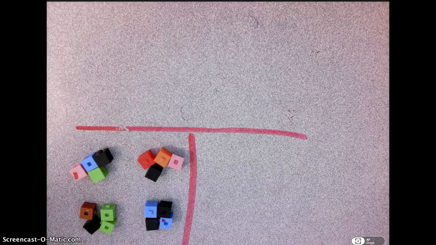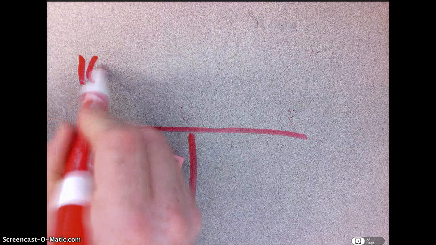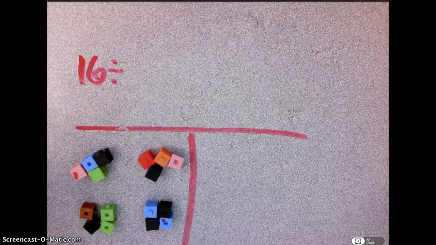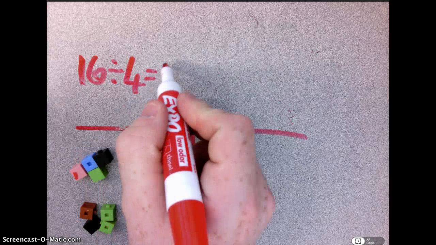What's the big number? Big number goes first. What's my total? What do I have all together? Alexander? 16. I have 16. How many groups did I make, Alexander? Keep going. 4. And how many are in each group, Alexander? 4. Excellent. So 16 divided by 4 equals 4.